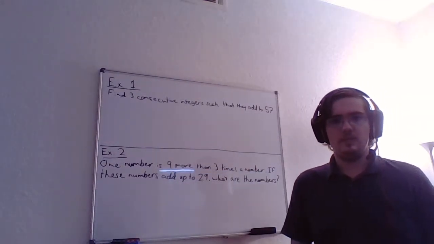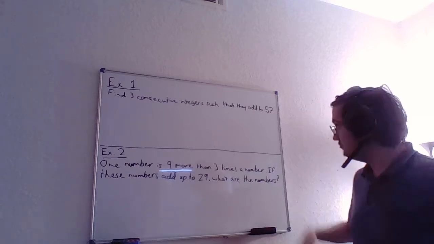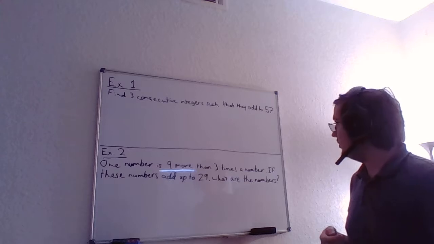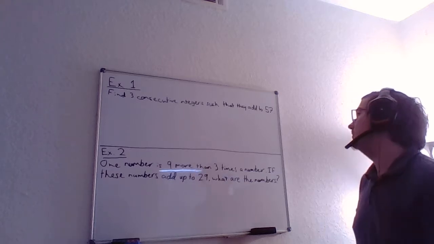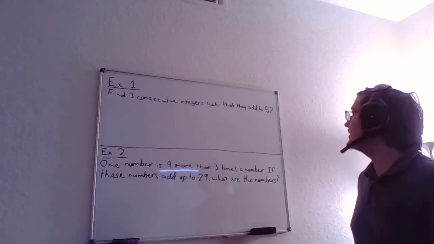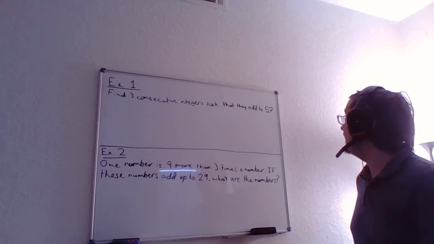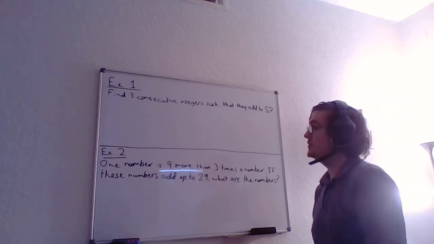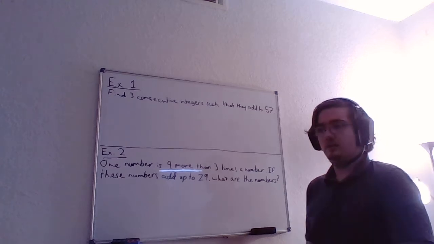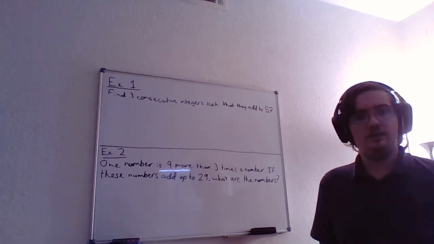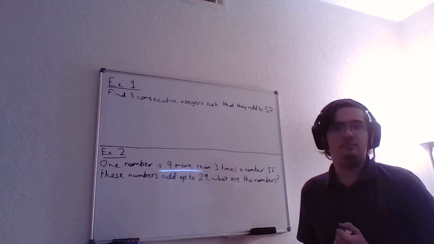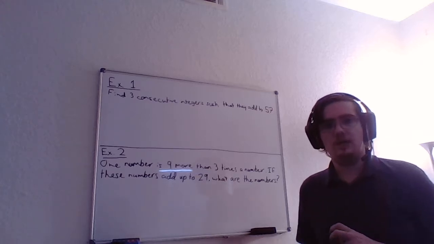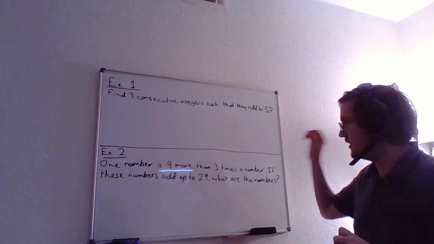Okay, so for the first example, let's start with step one and let's read it. Right. So find three consecutive integers such that they add to 57. Now at this point, you'd want to read it more carefully. I've already done this ahead of time, so let's just point out what I noticed in my thought first time.